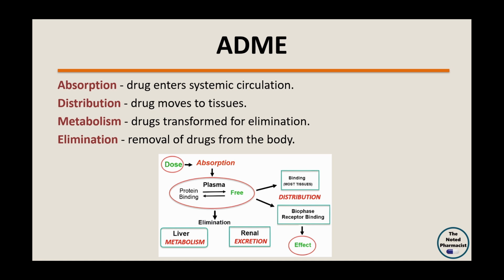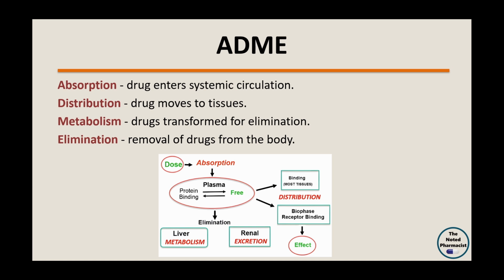Distribution describes the reversible transfer of drugs to tissues, influenced by factors like blood flow and tissue permeability, typically quantified by the volume of distribution, VD. Metabolism, primarily occurring in the liver via enzymes such as cytochrome P450, transforms drugs for easier elimination. Finally, elimination removes drugs through processes like renal excretion and enterohepatic circulation.